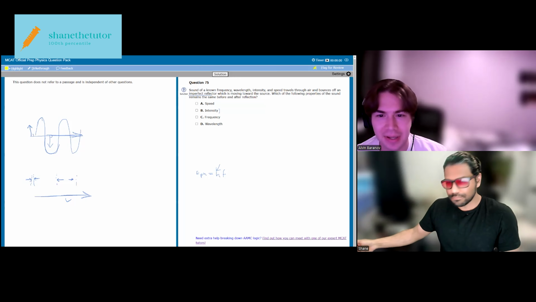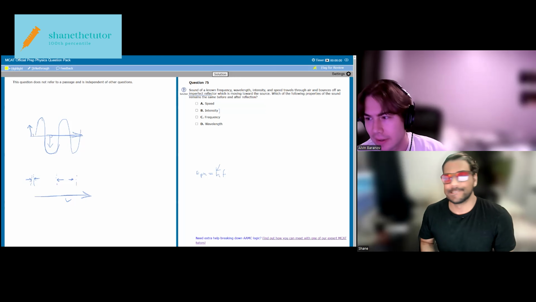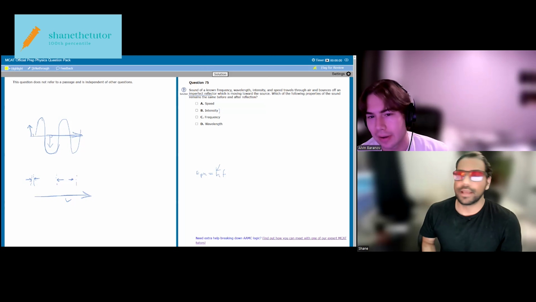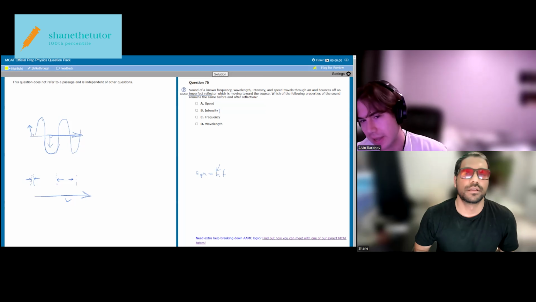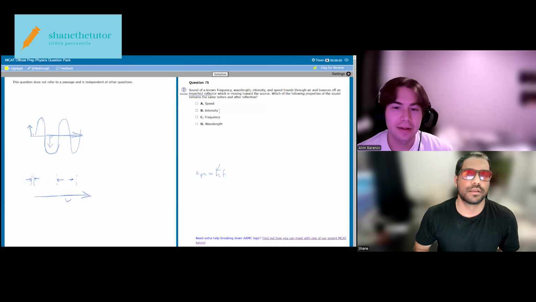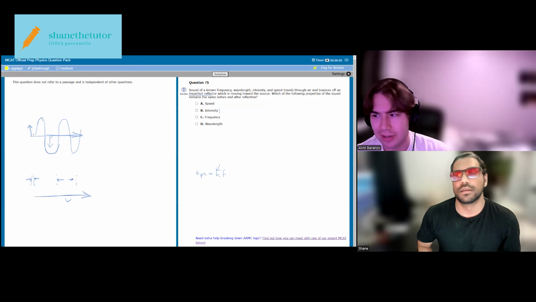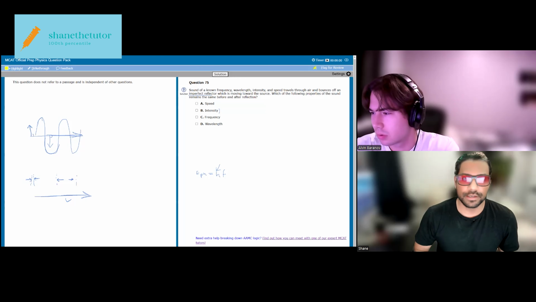Intensity is not related to velocity, frequency, or wavelength. Intensity can be related to amplitude. Intensity for light is the amount of photons, or proportional to that. Intensity, I think you said before, is related to the amount of sound waves, but I'm not sure that is. Is that true? That's true. And also the unit for intensity.